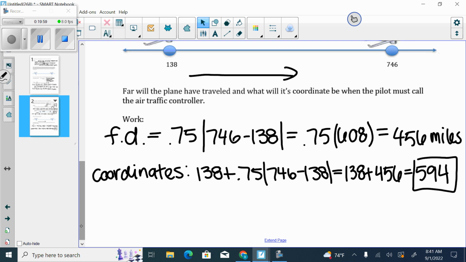Okay? So that's the difference between our formulas. This tells you how far you've gone. This tells you where you're at. Okay? So that's why this one can be negative, this one can't. Right? Distance is never negative, but depending on where you start or stop, you could be at a negative coordinate point. Okay? All right.